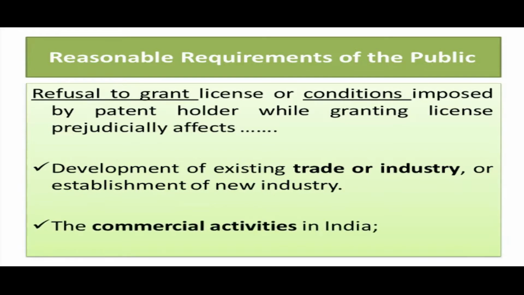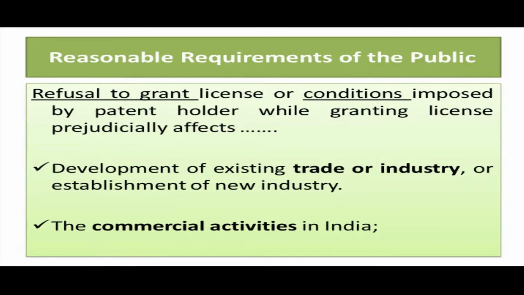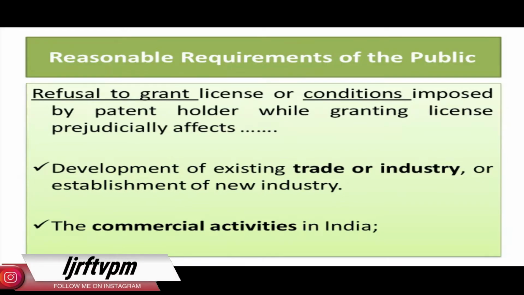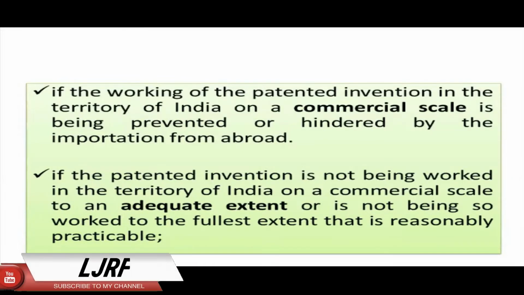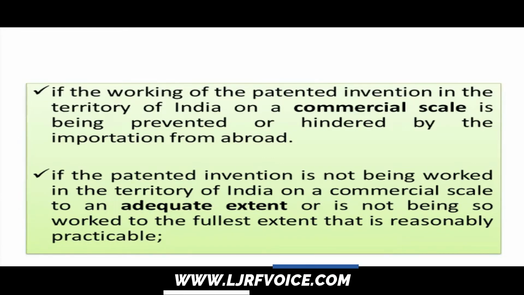And that is an important consideration for the controller of patent. So that is one. Another one is the commercial activities which are already undertaken by the patent holder, which are also assessed to see whether he has got bona fide intention to comply with the requirements of patent law. If the working of the patented invention in the territory of India on a commercial scale is being prevented. So patent, as we all know, is a kind of monopoly. And if monopoly is obtained, and if it is not worked in India, and if it is exported from outside, in total, what happens is the patent holder effectively prevents setting up of trade and industry in India or the commercial activity in India. So patent is not granted for that.